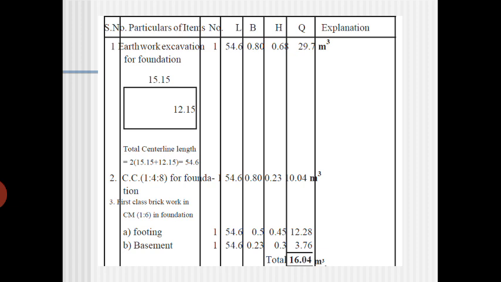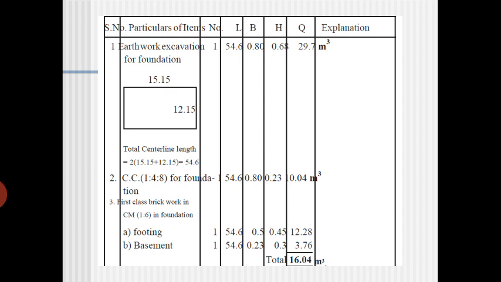And above that, as I have already explained to you, is the cement concrete of 1 is to 4 is to 8 for the foundation. The length is of course 54, breadth is 0.8, then height is 0.23. So the total volume we are getting is around 10.04 meter cube. And above that is brickwork, with cement mortar they are using for the footing. It is 12.28 meter cube, and the basement is 3.76.